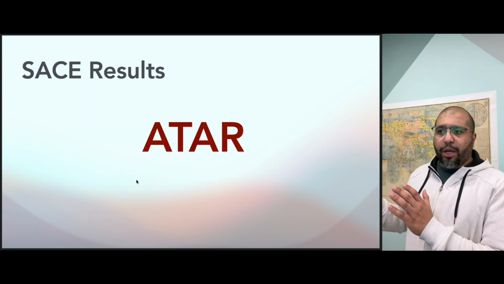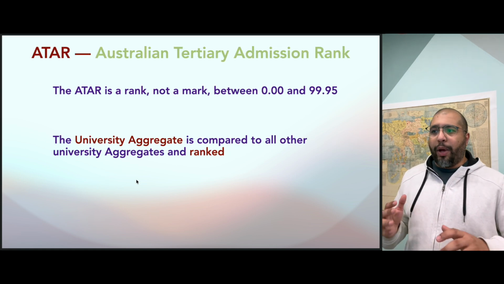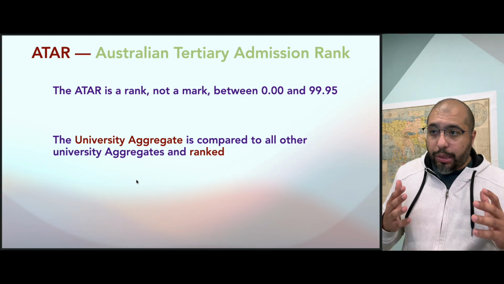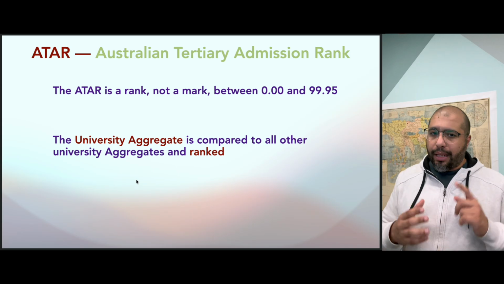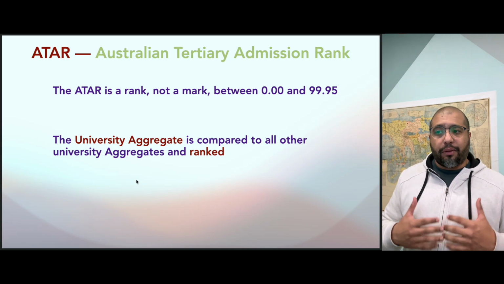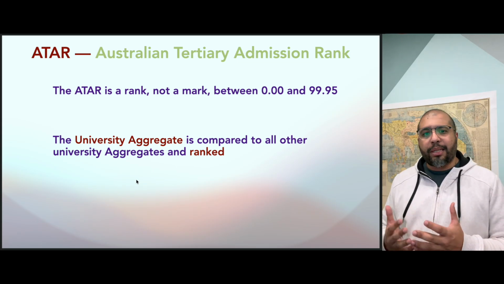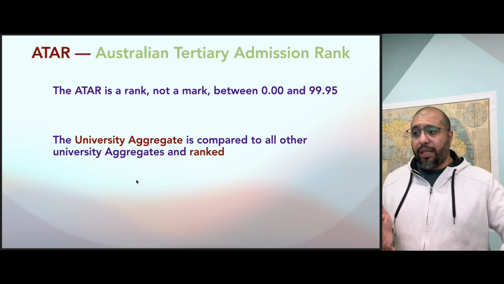So, how do we go from the University Aggregate to the ATAR? Well, the ATAR is not a score. It is a rank, and it is between 0 and 99.95. A student who gets an ATAR of 99 means that this student is at the top 1% of all students who completed SACE in a given year.